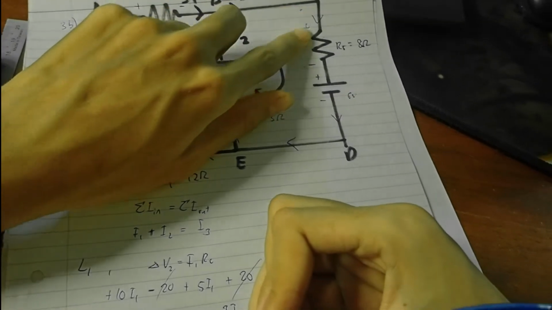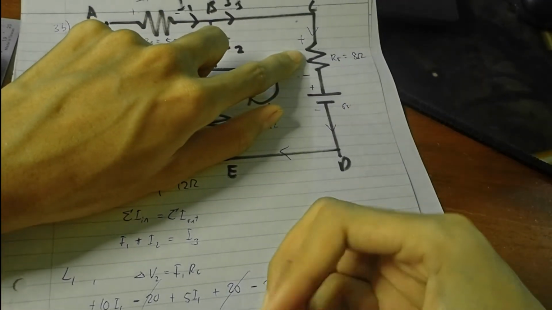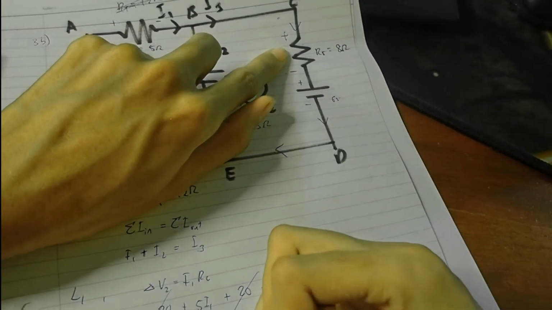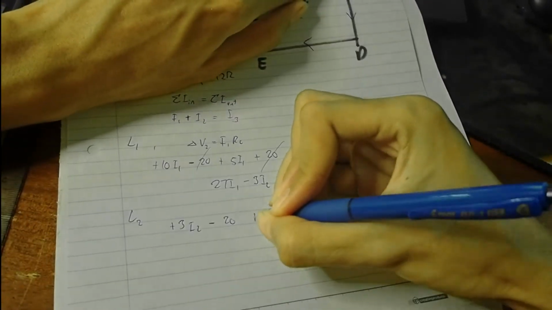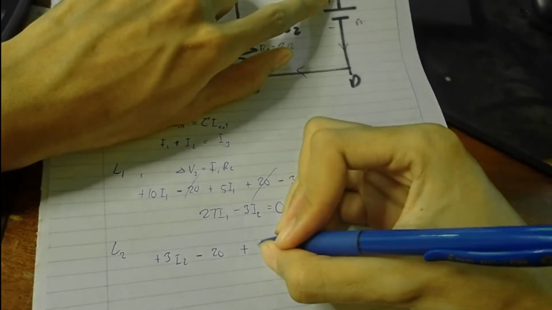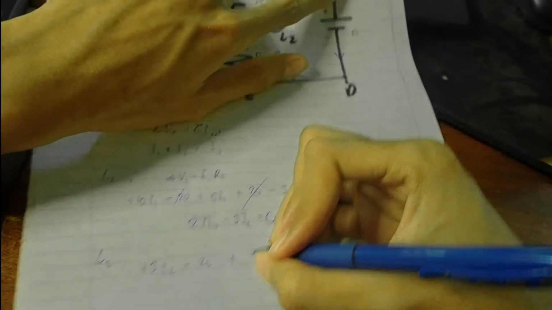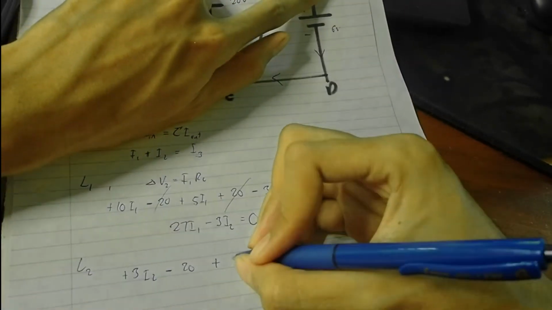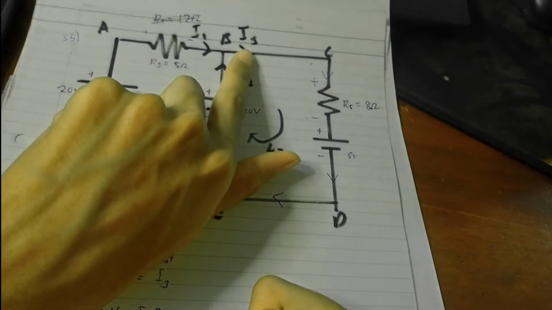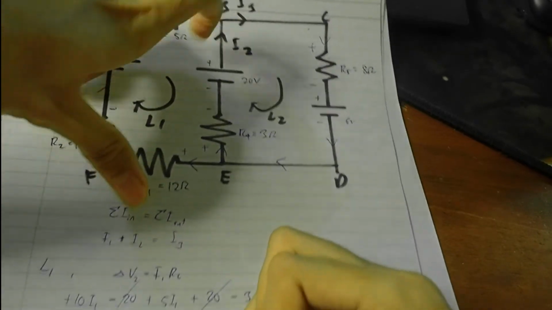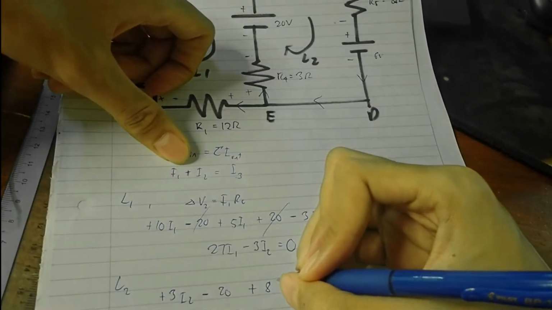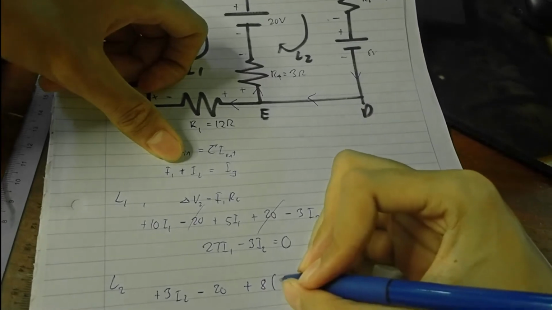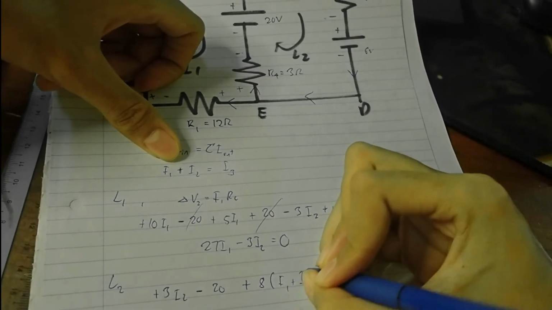We move along the wire and then we meet the positive section of the resistor R5. So we need to put a positive sign. R5 is 8 ohm, so 8 I3. So instead of writing I3 here, why not we put I3 is equal to I1 plus I2. So instead of writing I3, we can write I1 plus I2.